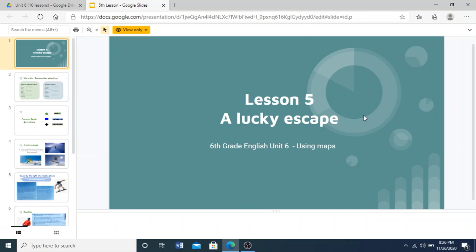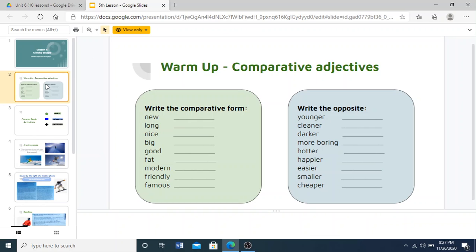We shall continue with our Unit 6, which is about using maps. Today we shall do Lesson 5, and Lesson 5 is titled A Lucky Escape. A Lucky Escape. So before we go right into the lesson, let's have a warm up to get us moving.